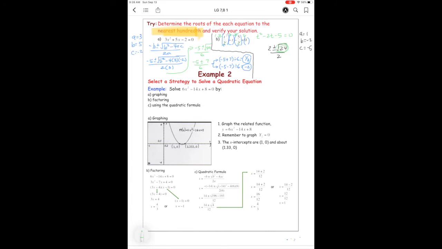So that means I have to change that radical into a decimal. So this guy right here, I type into my calculator, what is the square root of 24 to 2 decimal places, and I got 4.90 over 2. All right, now I have to do the two camps. So the positive camp using this positive, and then the negative camp using the negative, and I got 3.45 and negative 1.45. So those are the answers.